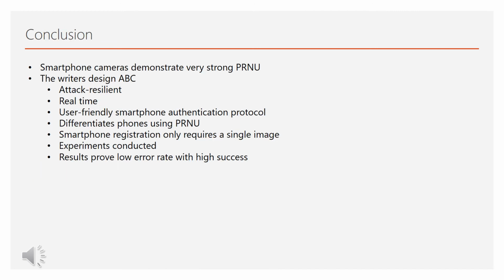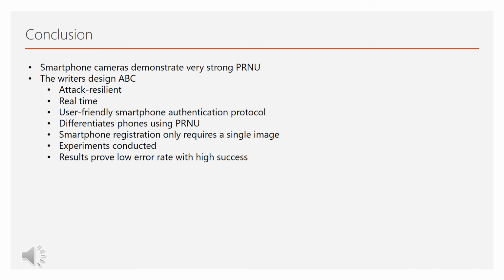Conclusion. Smartphone cameras demonstrate very strong PRNU. This is because the sensors in smartphones are very small compared to conventional cameras. The manufactured defects in each sensor create a much stronger PRNU.